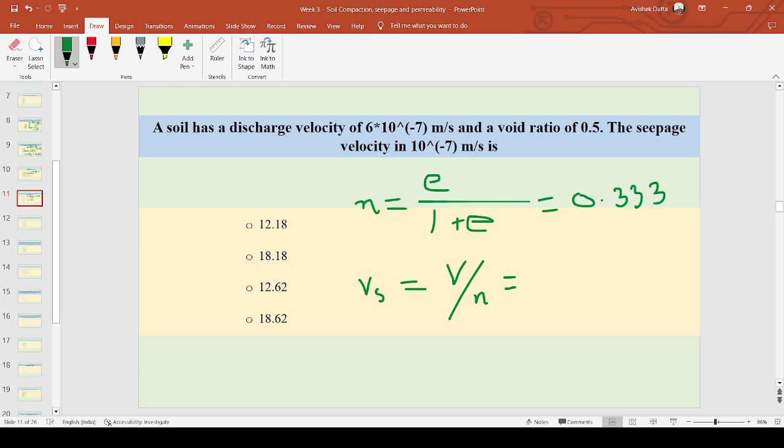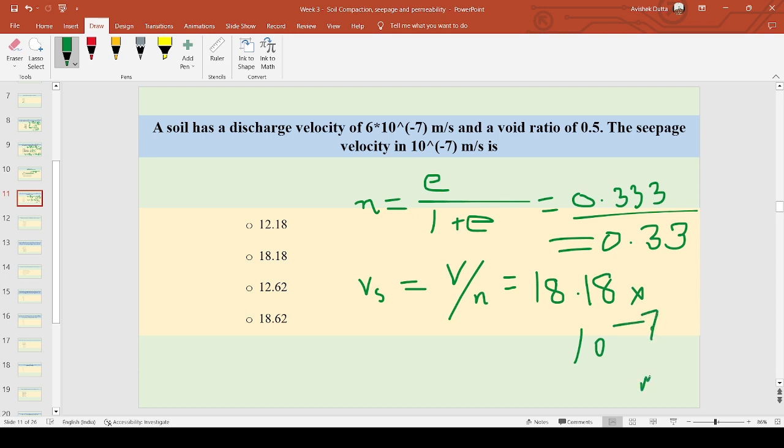6 divided by 0.33. Yes. Take this up to 2 decimal places as is customary for this kind of numericals, and then you get the value of 18.18 into 10 to the power minus 7 as given in the question, meter per second. Okay, so this is the answer. Vs equals v by n. n is the porosity. This is the formula. All right. Next question.